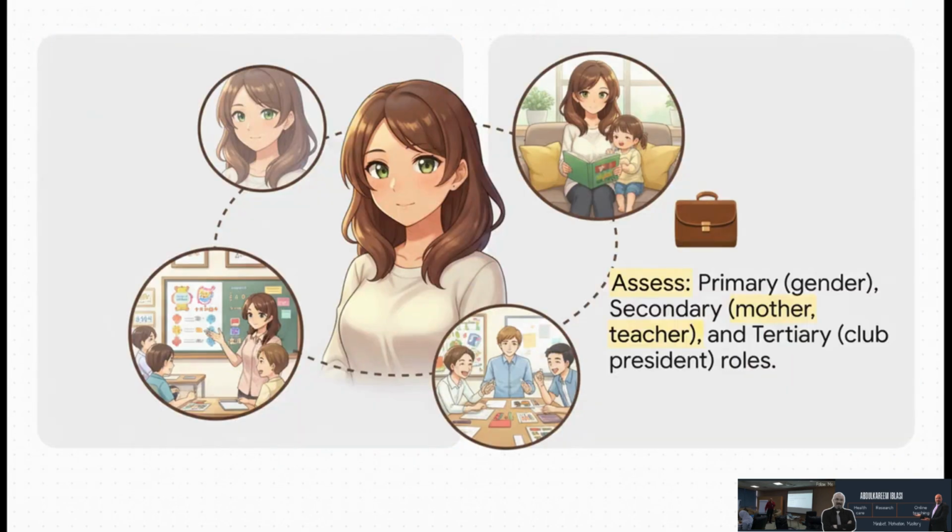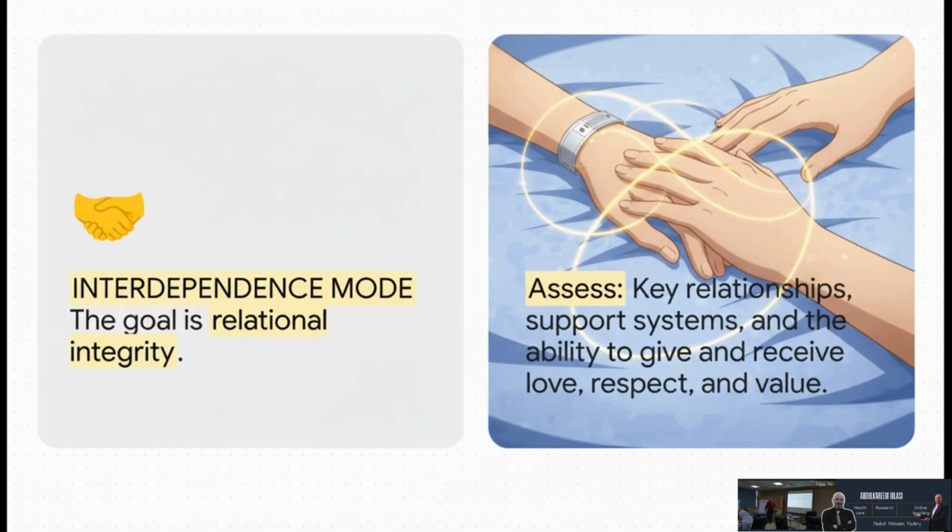Third is the role-function mode. Getting sick can turn your life upside down. Is this person still able to be a parent, a teacher, a spouse? We're assessing how their roles in society are being affected. We're aiming for social integrity. And finally, we have the interdependence mode. This is all about connection. Who are their people? What does their support system look like? It's about their close relationships and their ability to give and receive love and support.